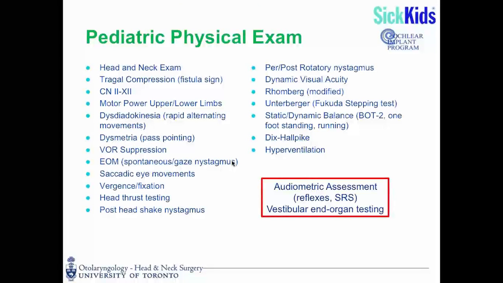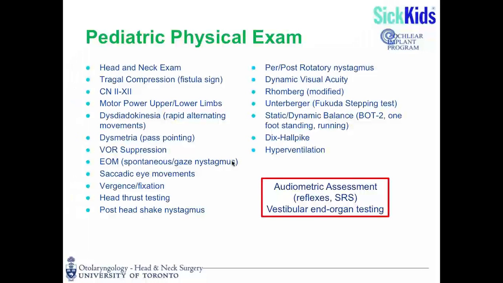There are many ways to go about this, but our residents find this type of listing very useful in terms of organizing themselves both in the clinic and when it comes to exam purposes. Obviously, any physical exam is going to be accompanied by ancillary tests that include a complete audiometric assessment, and in this I also include reflexes, which is not always part of our standard pediatric audiometric assessment. We'll also talk more about what we're able to achieve with respect to formal vestibular end organ testing.